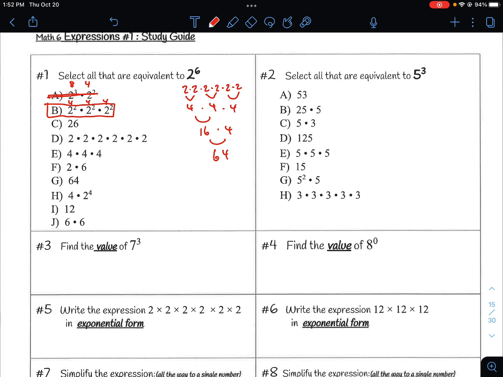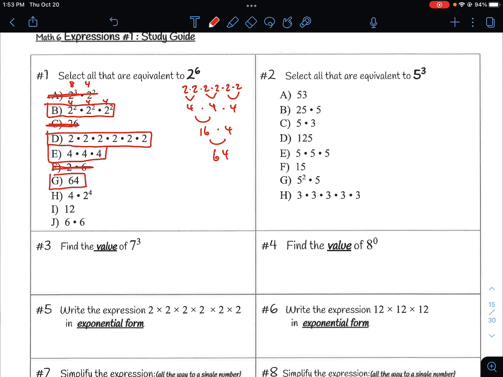2 times 6, 26, no. This is 2 times itself 6 times. That is correct. 4 times 4 times 4, does that work? Yes, it worked up here. It worked over here. It will work for us. 2 times 6, no, 2 times 6 is 12. 64? Yes, 64 is one of the answers we got.